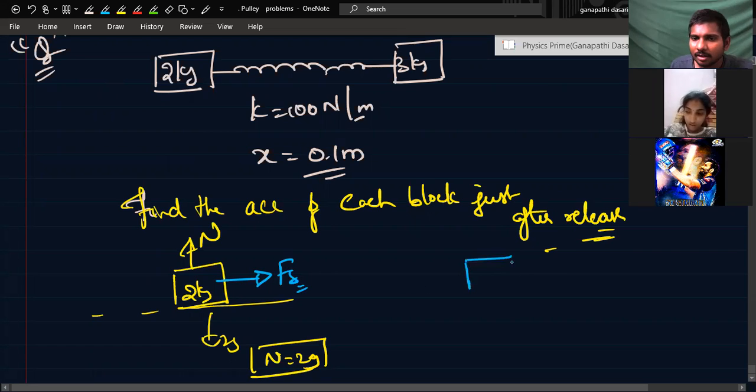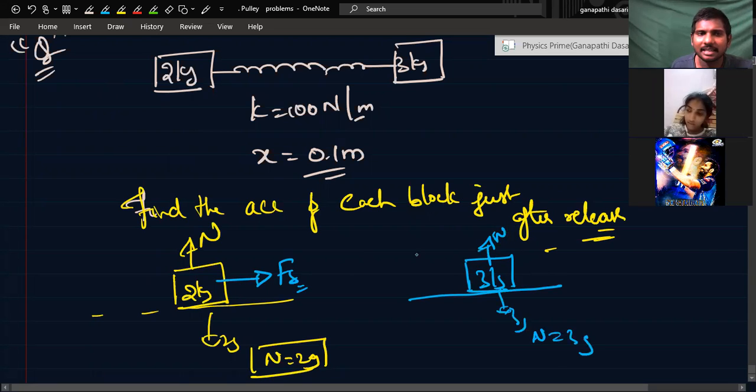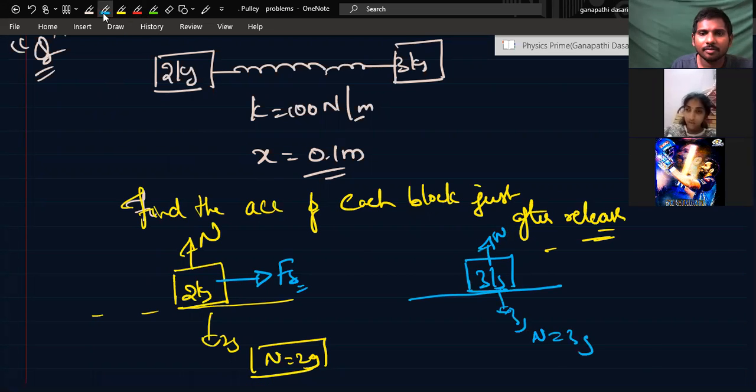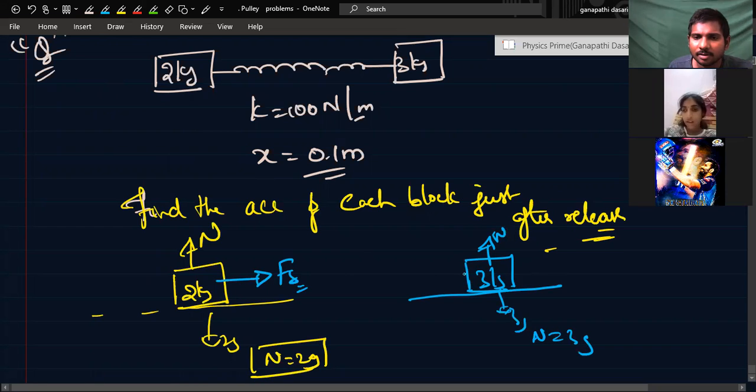Now the 3 kg block. Again, the block will have 3g, and N is equal to 3g. Then another part: the spring force will act in the left side, the left direction. Okay, got it or not?